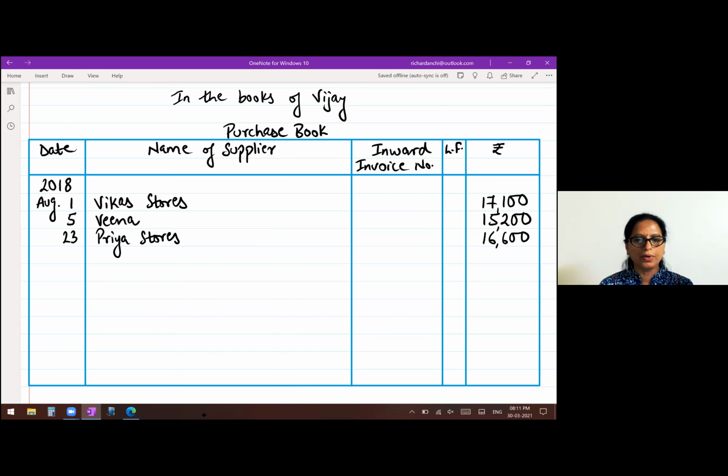25th, purchased goods from Sadhana Stores rupees 12,000 and sold the same to Aradhana Stores at a profit of 20% on cost. So there are two entries here. So take the first one, purchased goods from Sadhana Stores. So you will enter in the purchase book, 25th, write the name of the supplier, Sadhana Stores.